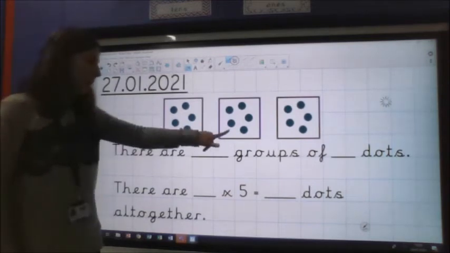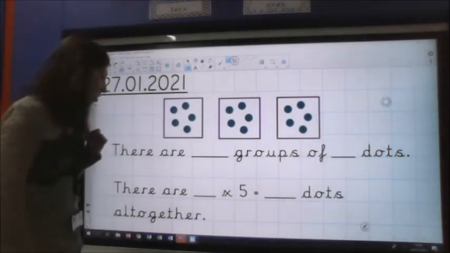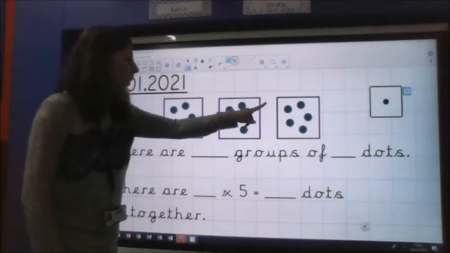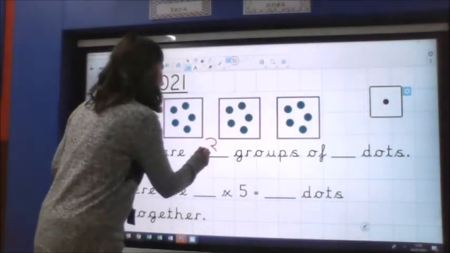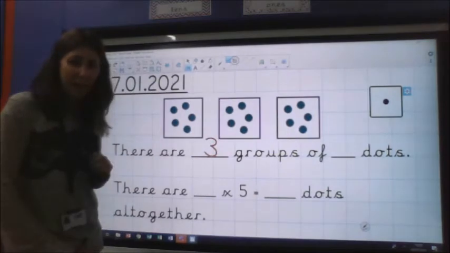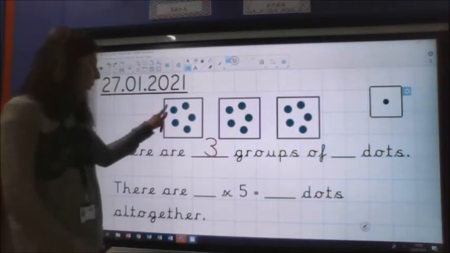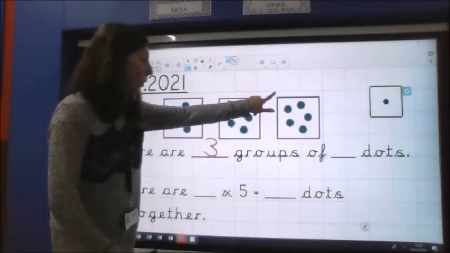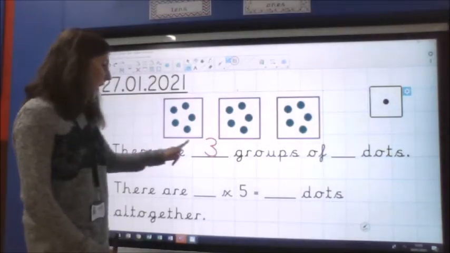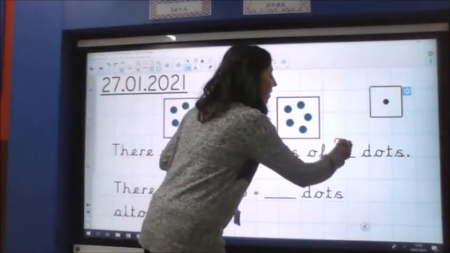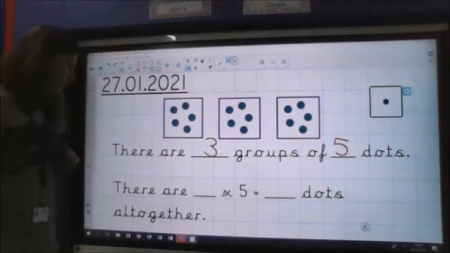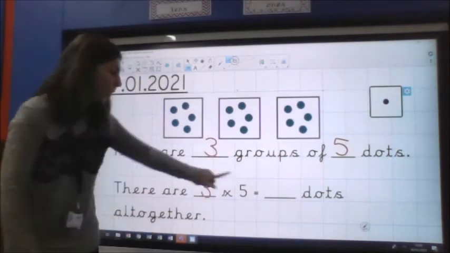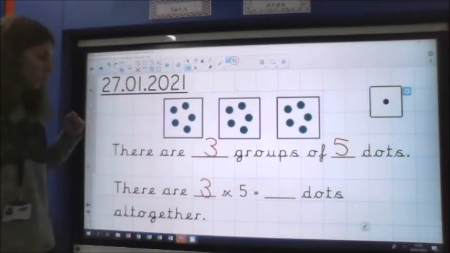So there are so many groups of how many dots? How many groups have I got? How many groups of dots? 1, 2, 3 groups of how many dots? How many dots in each group? 1, 2, 3, 4, 5. So three groups of 5 dots. There are 3 times 5, which equals how many dots altogether?